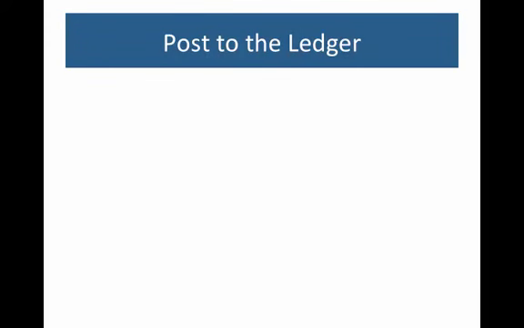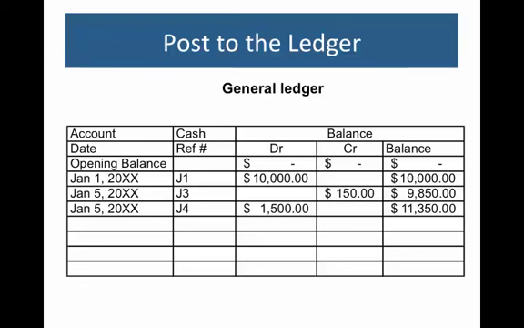Now we need to post this transaction to our ledger. A ledger is just simply a file folder where you keep all the transactions for every account. So each account has its own ledger. In this case here, you can see the opening balance for our cash was $0. Then on January the 1st, the owners invested that $10,000. So the company's cash balance went up by $10,000. On January the 5th, they did something, I'm not sure what that transaction was, that reduced the balance in the cash by $150. And then on January the 5th again, they did another transaction that increased the cash balance. So what you're going to see is every time cash goes up, there'll be a debit in this ledger, and every time the cash goes down, there'll be a credit in this ledger.